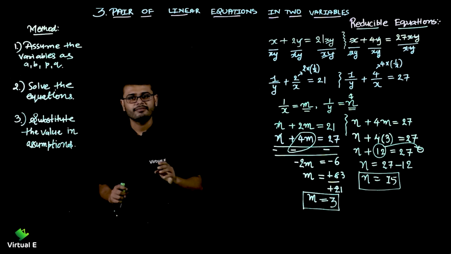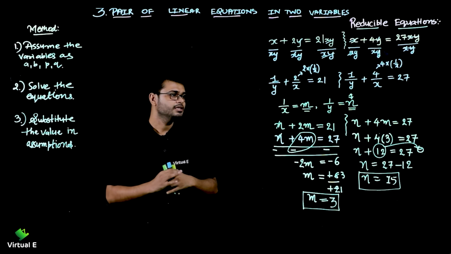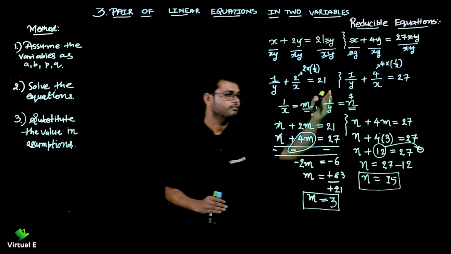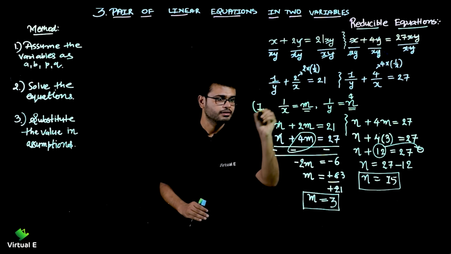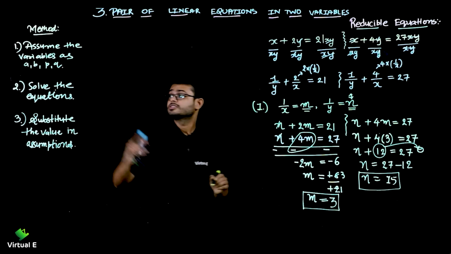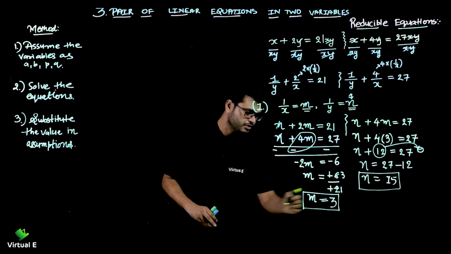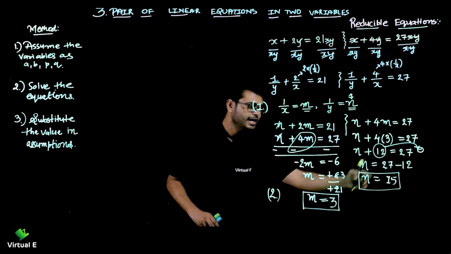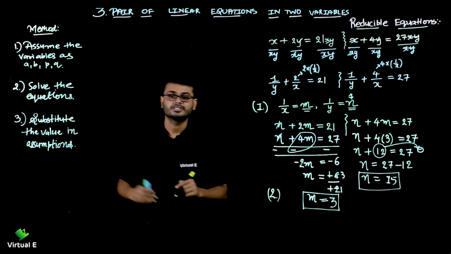So let's discuss the steps we have done so far. First of all, assume the variables. I have done. What are my assumptions? 1 over x is equal to m, 1 over y is equal to n. So this is my step 1, right? Afterwards, solve the equations. Where is my solution? This one. So this is my step 2. M is equal to 3, n is equal to 15. Third step, substitute the values in assumptions.